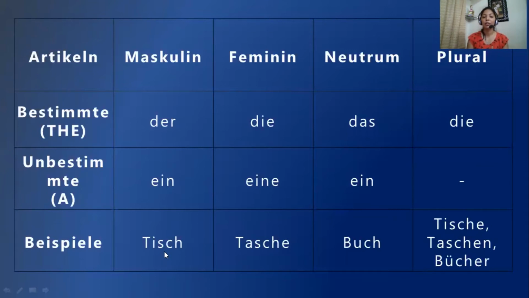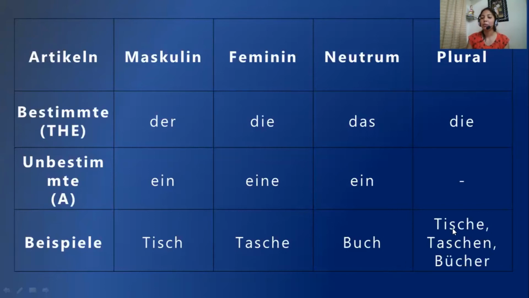Always remember, whenever you learn any new noun, any new substantive in German, you always learn it with the article. For example, I confront this word Tisch for the first time. I never learn it as only Tisch. I learn it as der Tisch. Tasche, die Tasche. Buch, das Buch.